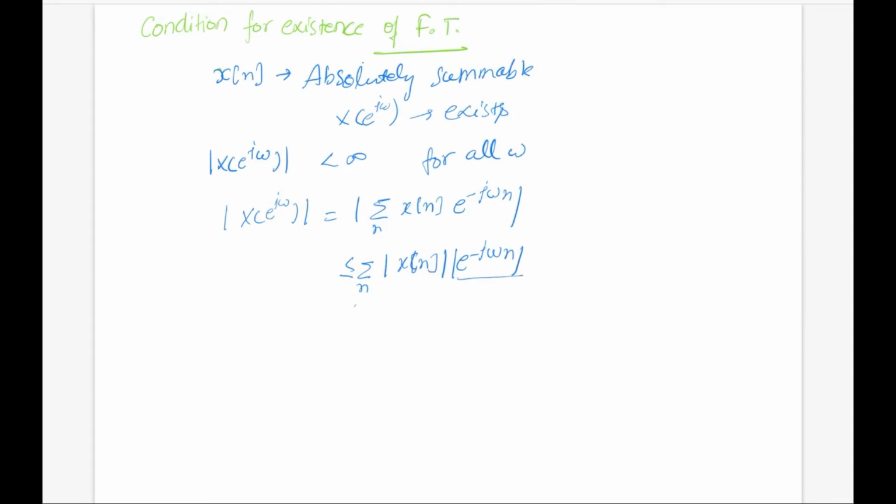Okay, the magnitude of this is 1. Fine, this is less than infinity. Thus, if x[n] is absolutely summable, or the summation of absolute values of x is bounded, less than infinity, then the Fourier transform exists. So this also means that a stable sequence is by definition absolutely summable. That implies that all stable sequences have a Fourier transform.